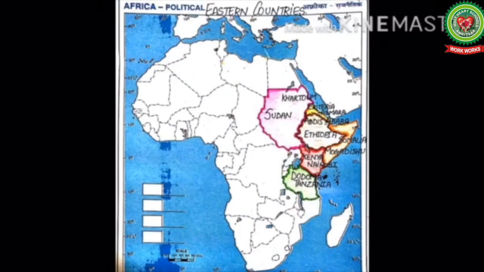Let's recall the eastern countries and the capitals once again. Number 1, Sudan. Its capital is Khartoum. Number 2, Eritrea. Its capital is Asmara. Number 3, Ethiopia. Its capital is Addis Ababa. Number 4, Somalia. Its capital is Mogadishu. Number 5, Kenya. Its capital is Nairobi. Number 6, Tanzania, and its capital is Dodoma.